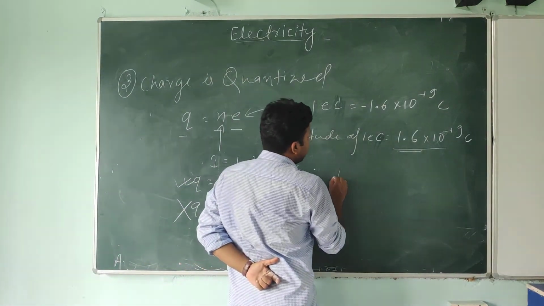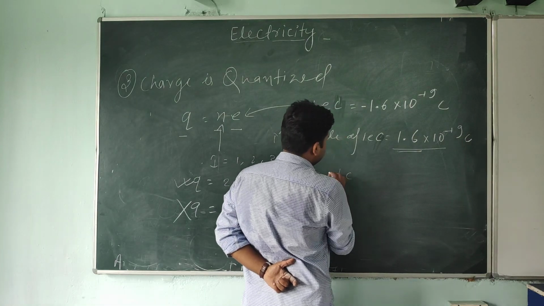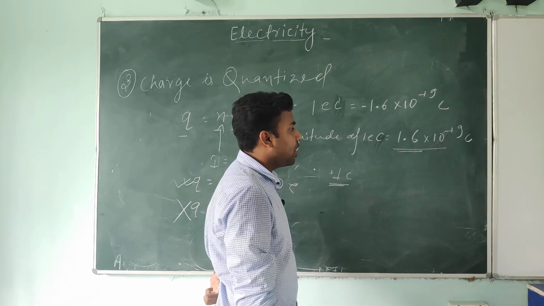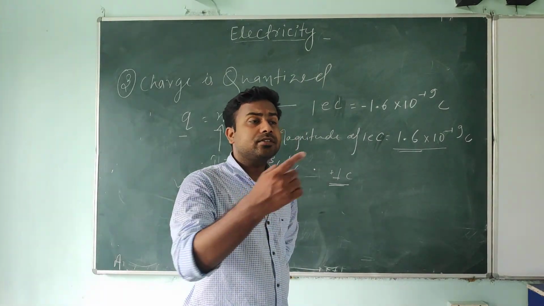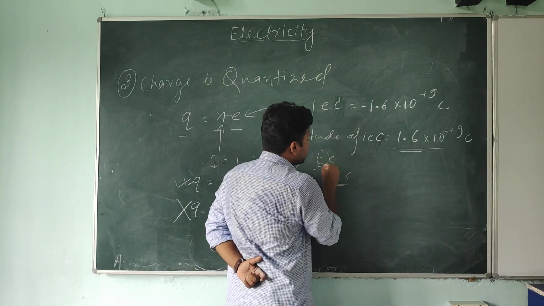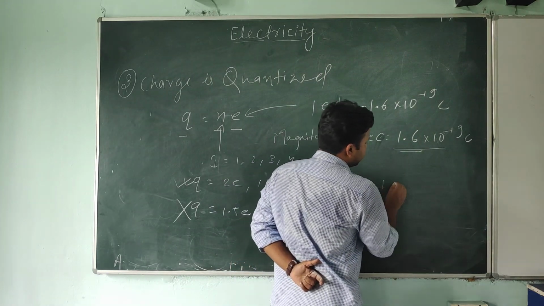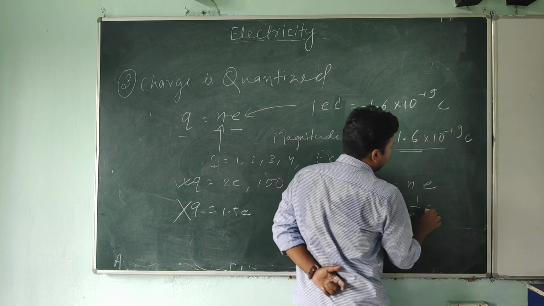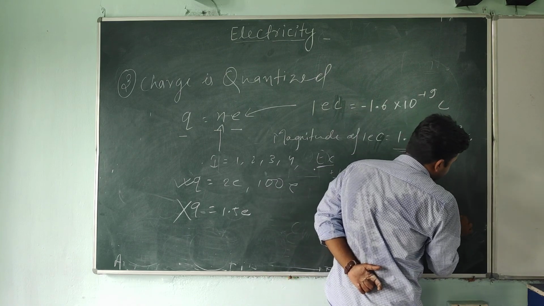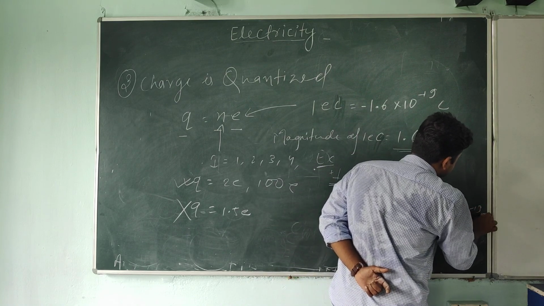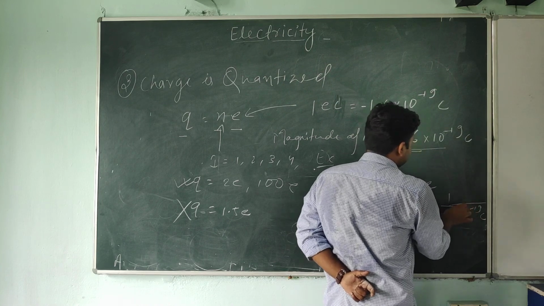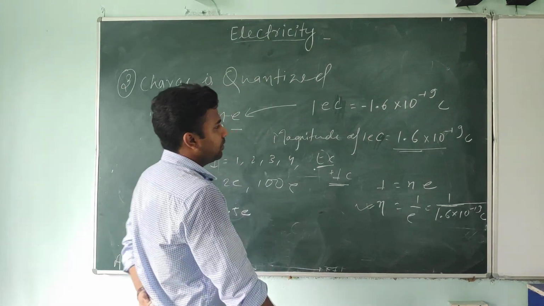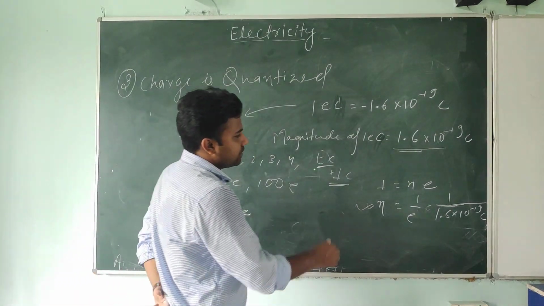So for plus 1 coulomb charge, how many electrons are responsible? How can you solve? You can solve like this. 1 coulomb equals N into E. So N equals 1 by E, or 1 by 1.6 into 10 to the power minus 19 coulomb. Now from here you can find the value of N. Okay students, in objective you will get this.